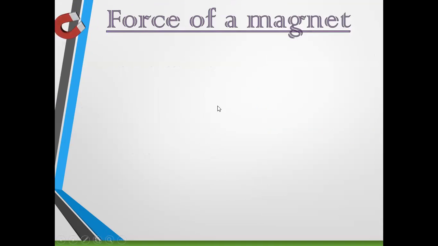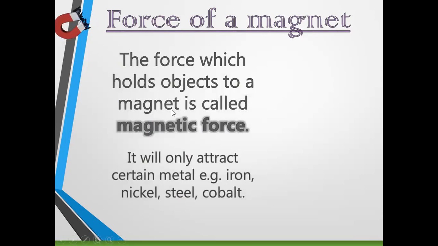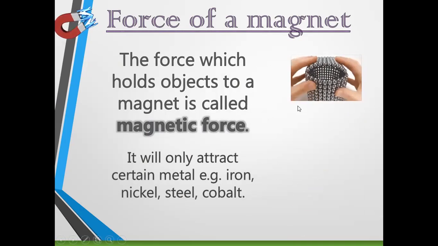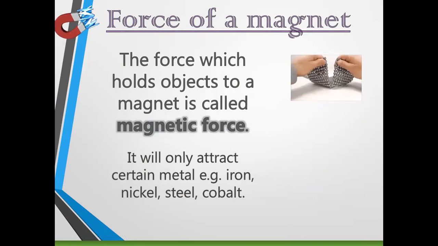Now we are moving on to the force of a magnet. So what is actually the force of a magnet, students? The ability of a magnet to hold any object is called magnetic force. It can attract certain metals, which we already discussed, that is iron, nickel, cobalt, and steel. They are all metals that can be attracted by a magnet, and the force of a magnet is its ability to pull the particular metal towards the magnet.